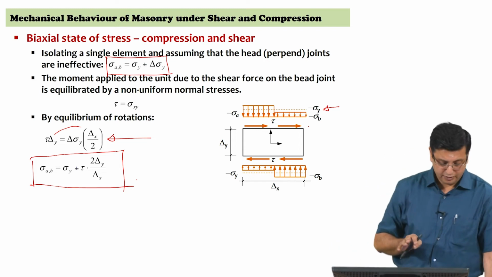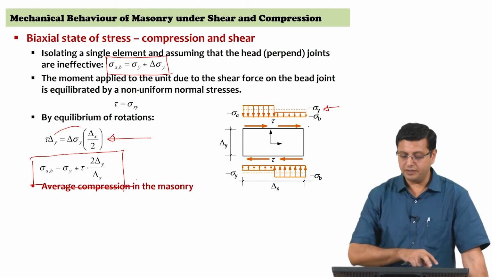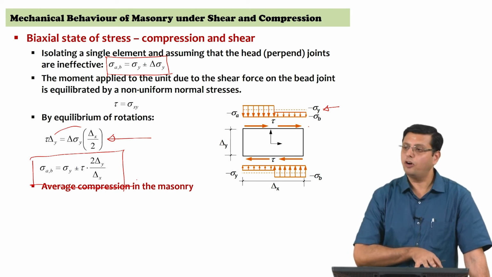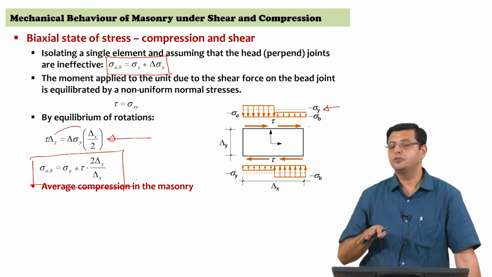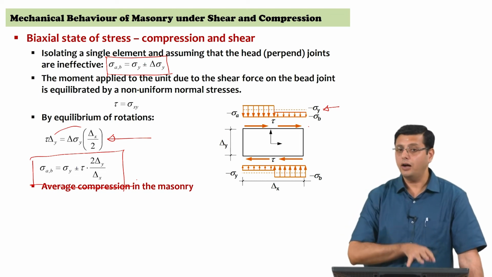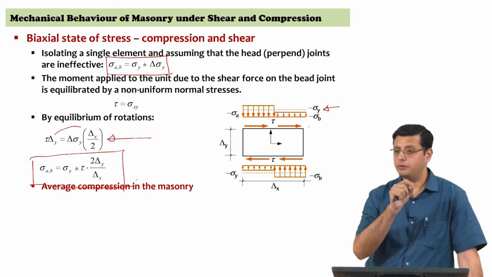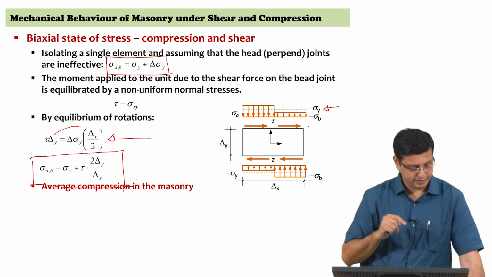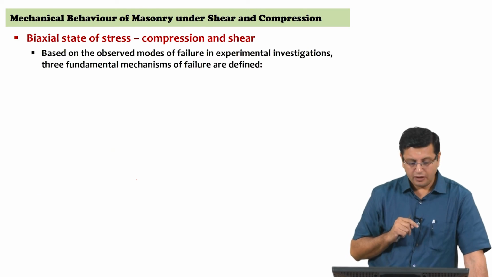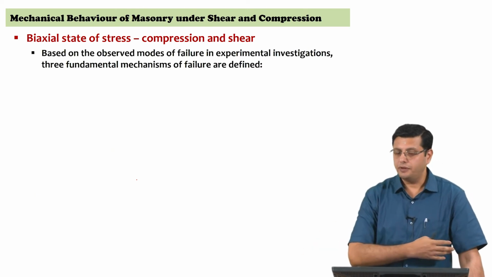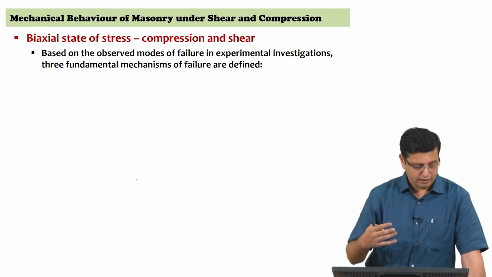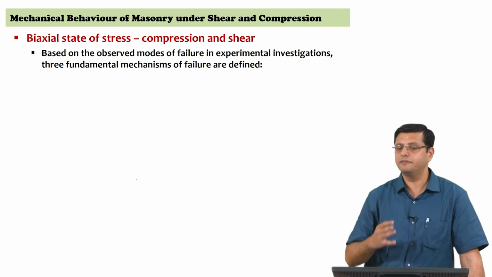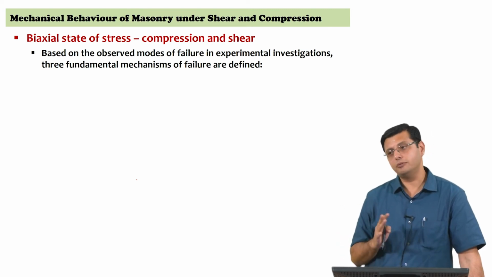Okay, so this is the average compression in the masonry that we can define. Now, this basic form is then going to be used to understand how the level of average compressive stress becomes a determinant in the failure mechanism itself. Okay. So, you have seen the set of experimental investigations. Based on those investigations, we can broadly classify 3 different mechanisms of failure, 3 different modes of failure.